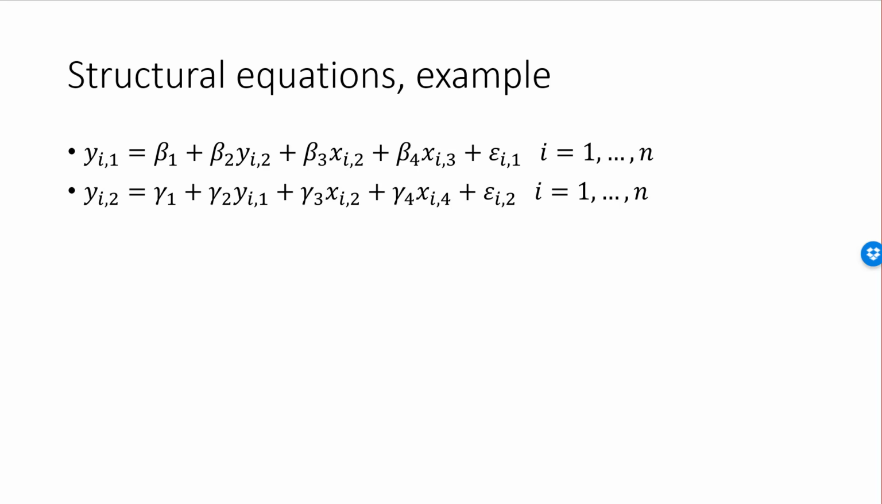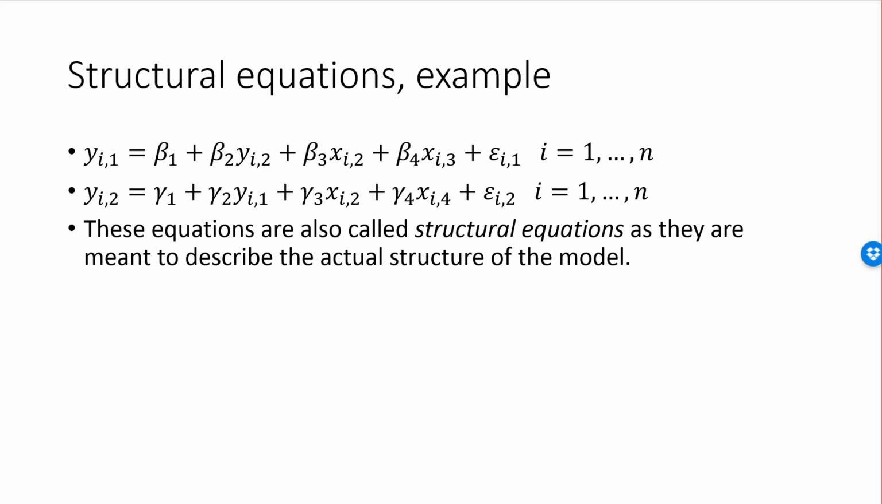We could have explanatory variables that affect both prices of houses and apartments, and perhaps variables that are specific to houses and to apartments. These two equations are called structural equations, and they are simply meant to describe the structure of the model. Or another way to think about it, this is how we believe the data generating process looks like for each of the two dependent variables.